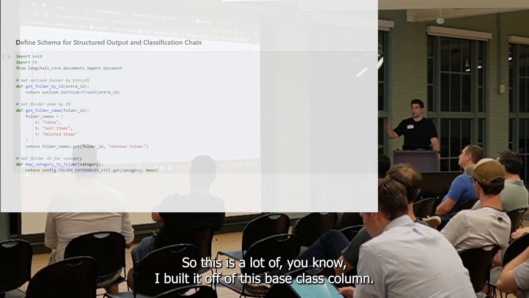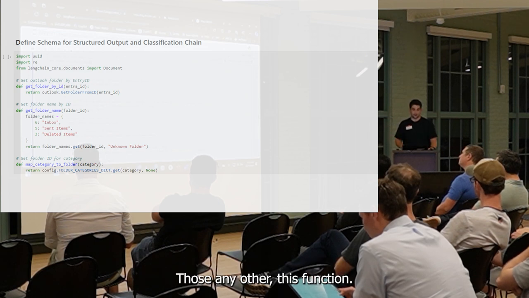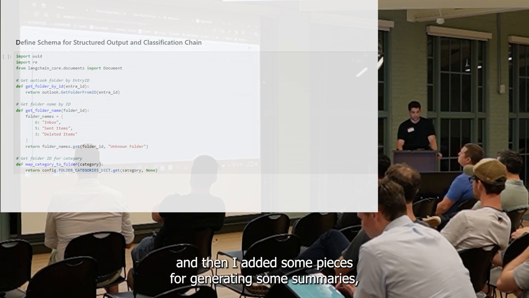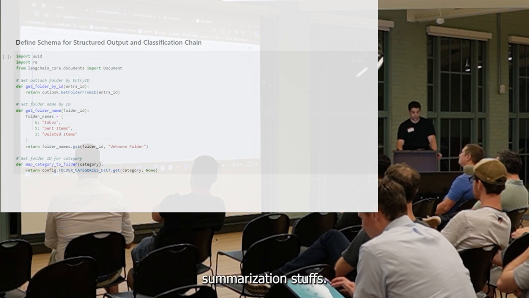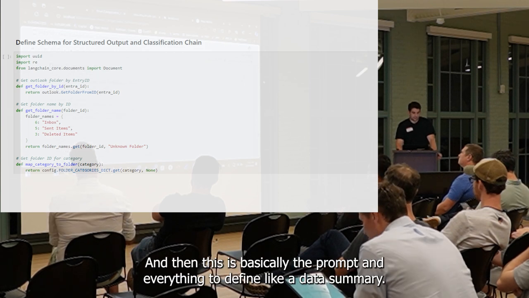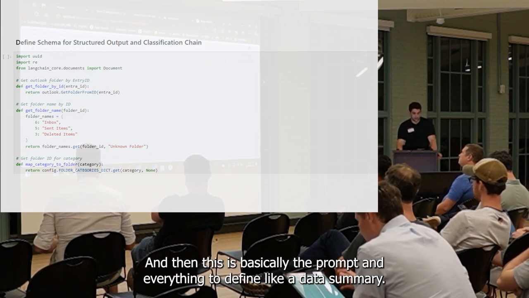It was basically us cobbling this function together. There was already some stuff here for generating the embeddings, and then I added some pieces for the summarization steps. And finally, this is just what executes it. And then this is basically the prompts and everything to define a data summary.